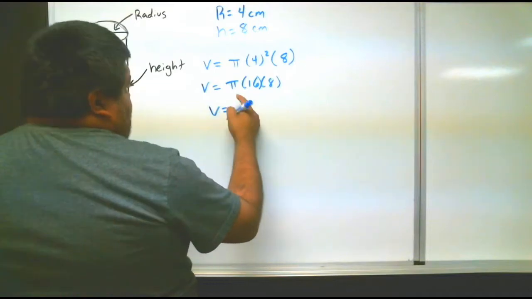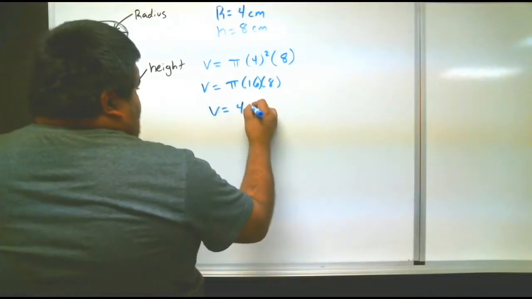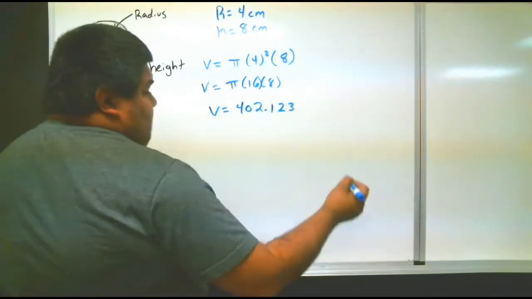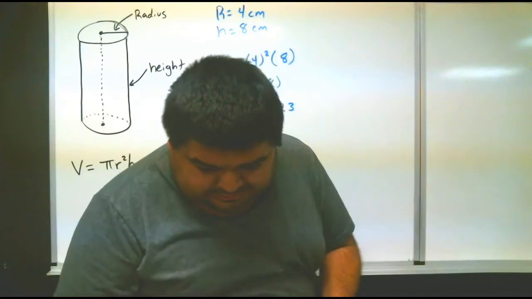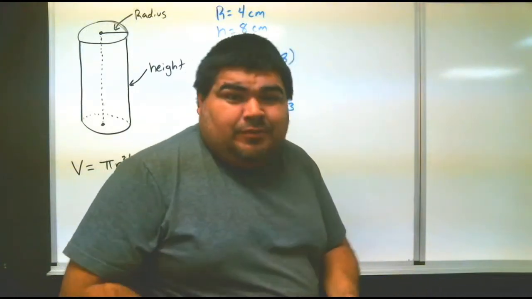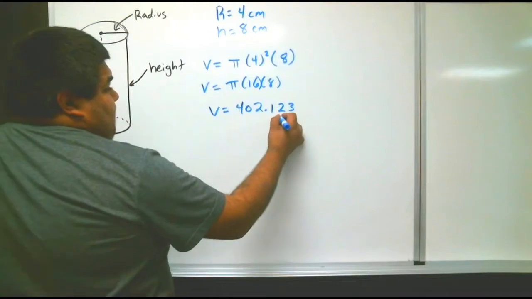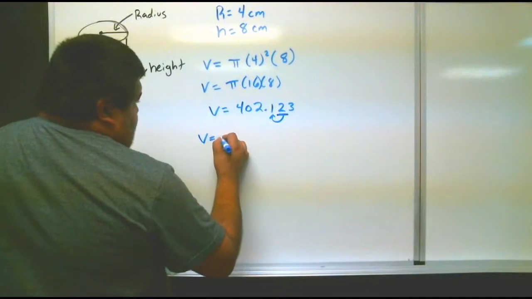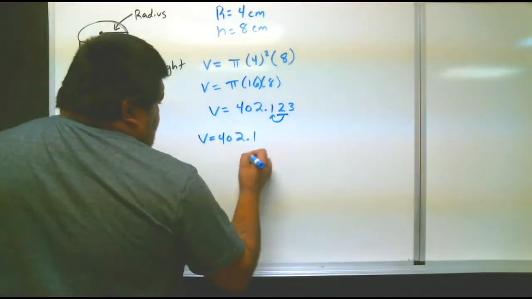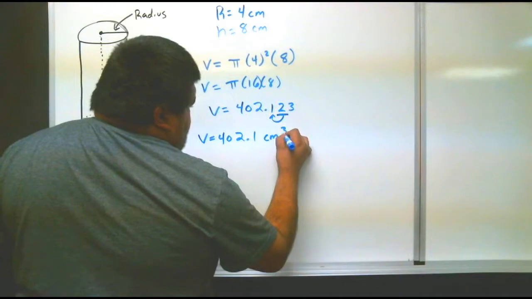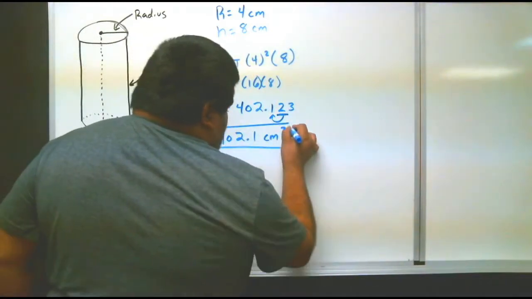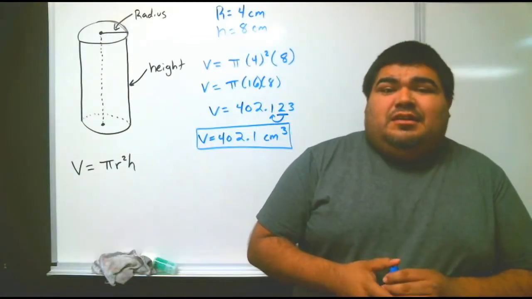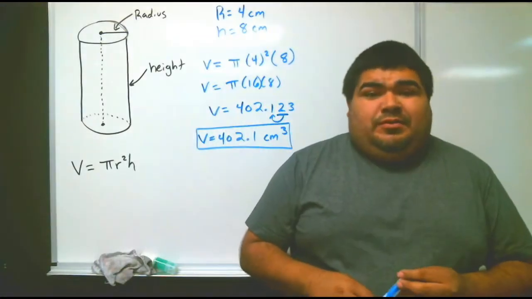So the volume equals, once I plug it all in, 402.123, and so on. All we really need is 1 digit after the decimal point. So notice that the 2 makes the 1 stay at 1. So therefore the volume equals 402.1 centimeters cubed, because we're looking for volume. Remember, volume is cubed. Lateral area, surface area, and just plain area are all squared.